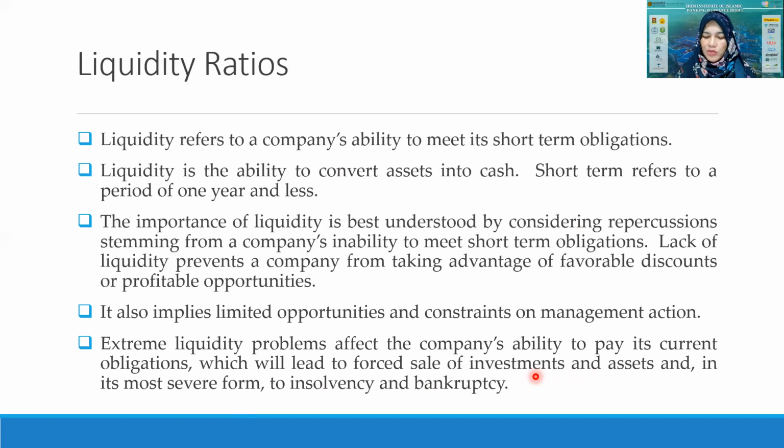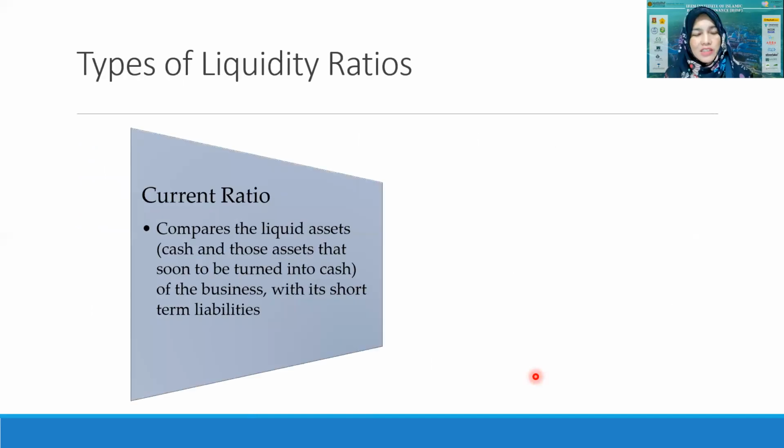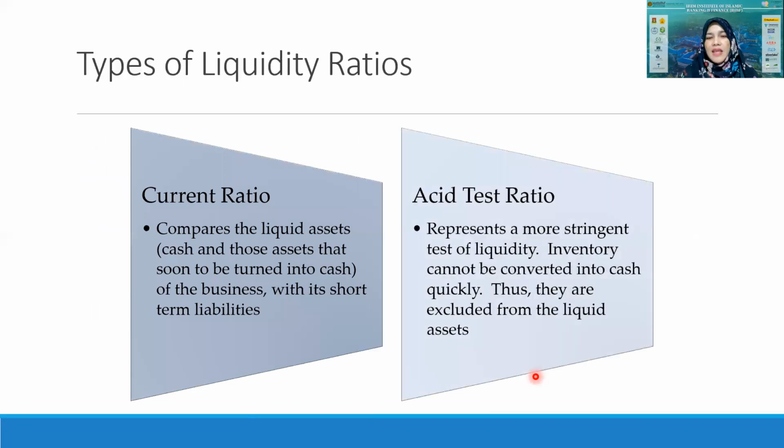If the company doesn't have money to pay its creditors, definitely, if the situation is severe, then the creditors can take action on the company. Creditors can maybe sue the company in court so that they can get back their debts. Okay, so these are the types of liquidity ratio. One is current ratio, another one is asset test ratio.